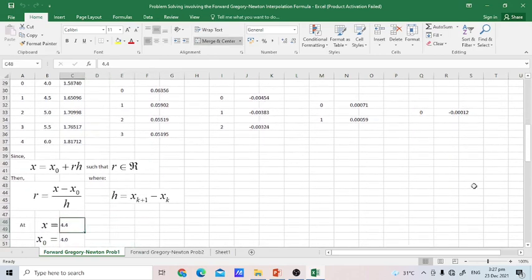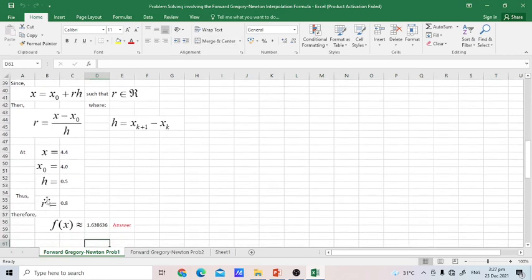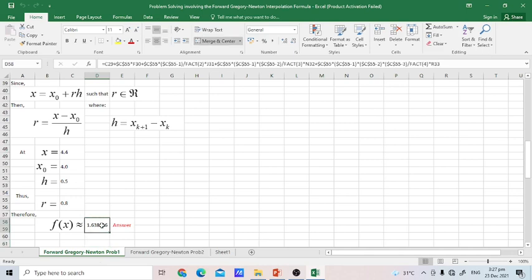Okay, and then if x is 4.4, the value, so r is computed, no, using the formula for r. Okay, so this is your new variable now. So instead of using x, we use r. No, we use r instead of using x. So this is our new variable r. Okay, so the value of the variable is 0.8. No? So in that case, this was now obtained. So this is applying the forward Gregory-Newton interpolation formula. So we arrived with this answer.